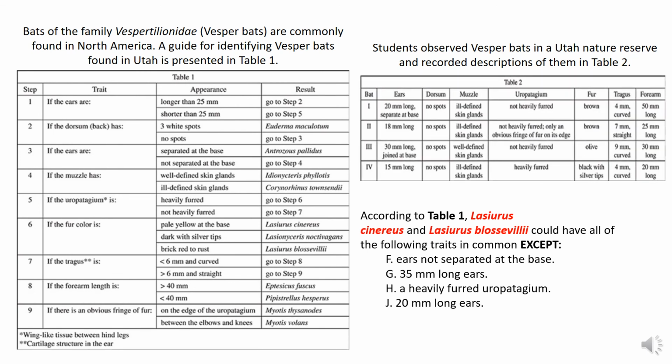So. Now, let's go to our next question. According to table 1, Lasiurus cinereus and Lasiurus borealis could have all had the following traits in common, except, so there's a big key word.